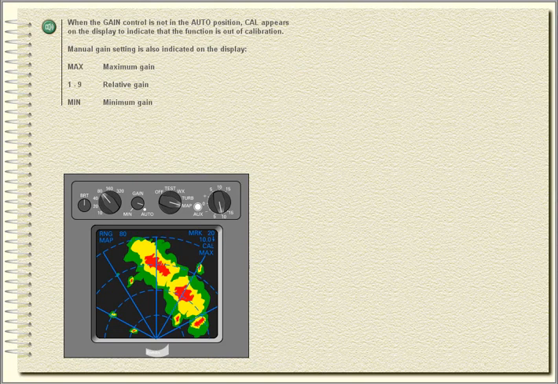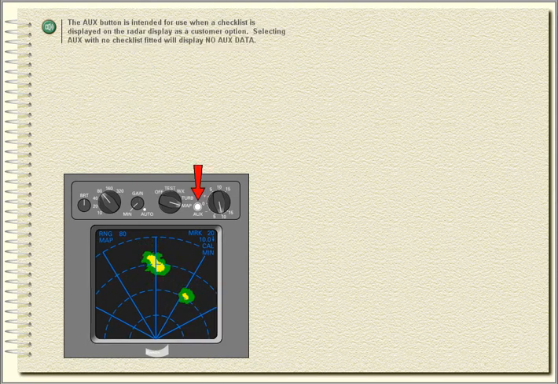Max, maximum gain. 1 to 9, relative gain. Min, minimum gain.